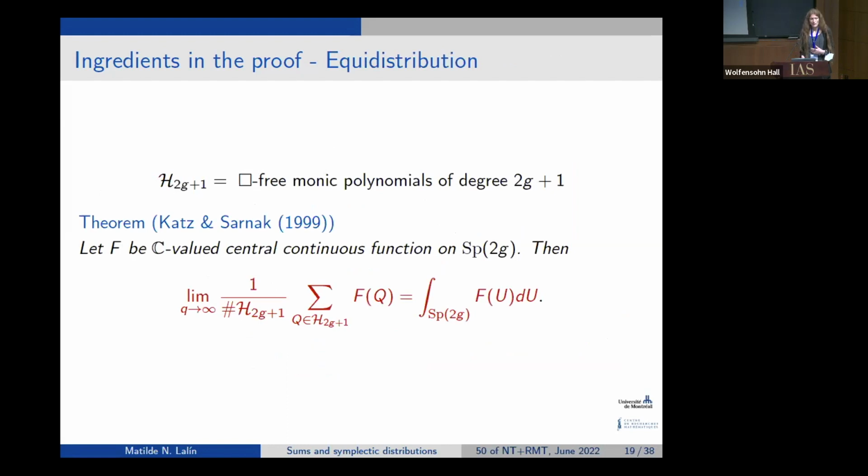So the family we wanted to consider originally, because this is the family that we wanted to consider, had to do with the square-free polynomials of degree 2g plus 1, and this is known to be equidistributed with the symplectic group. So this is what we wanted to consider.